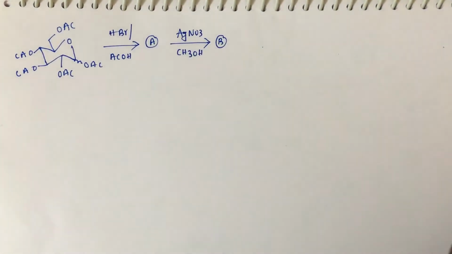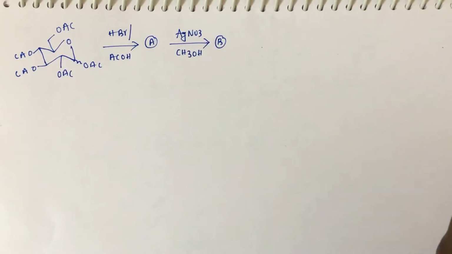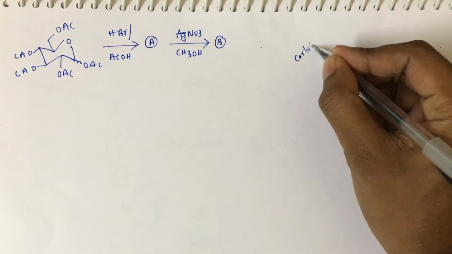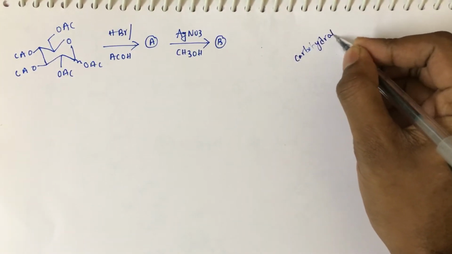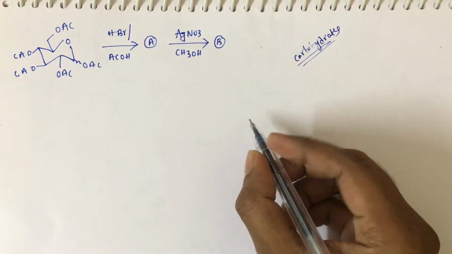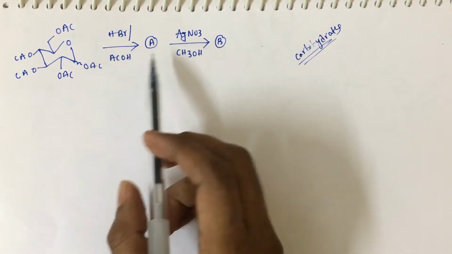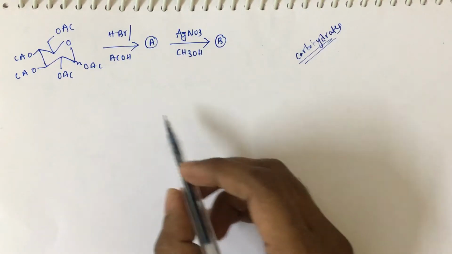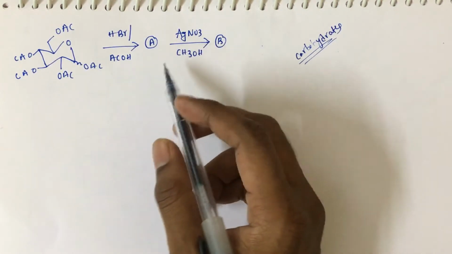Next question we have, this is from carbohydrate chemistry, and from an examination point of view, carbohydrate is a very important topic because it has biological importance. Because of that reason, this is very important. Here we have two options, A and B, and here we need to identify the product.